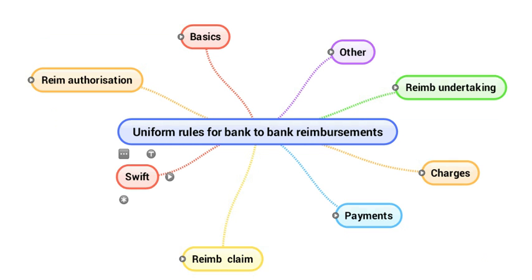URR is applicable in situations where an LC says it is subject to URR 725. Therefore, when the MT 740 is sent, it is automatically subject to URR 725. We will talk about the reimbursement authorization. We will talk about the reimbursement claim, how the payments will be made, what are the concepts related to charges. We will also look at certain fundamentals and basics.